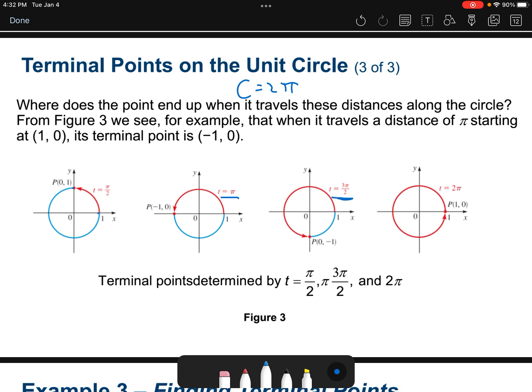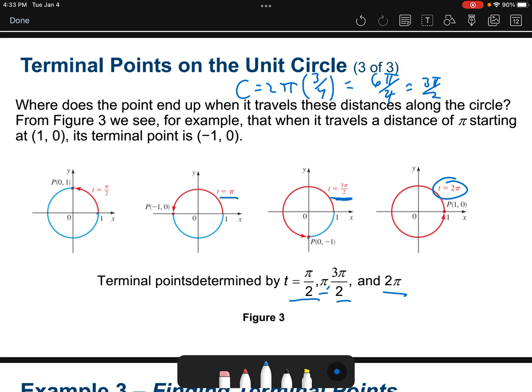And 3/4 of the way around is 3 pi over 2, because 3/4 of 2 pi is 6 pi over 4, which reduces to 3 pi over 2. And then if we go all the way around, it's 2 pi. Okay, so those are the terminal points, 0, 1, -1, 0, 0, -1, back to 1, 0. So pi over 2, pi, 3 pi over 2, and 2 pi. Got a little squish there.